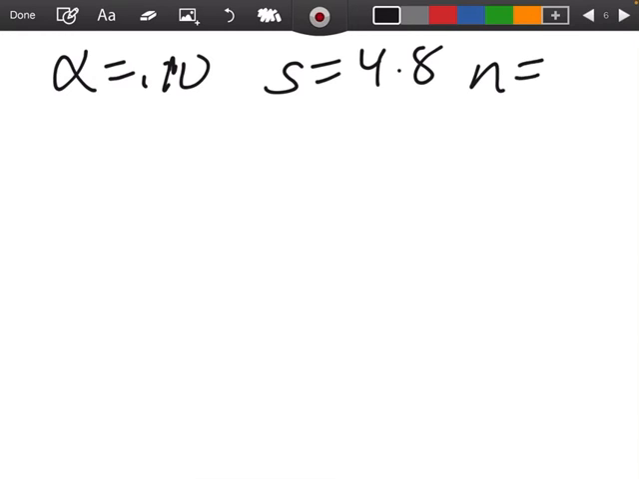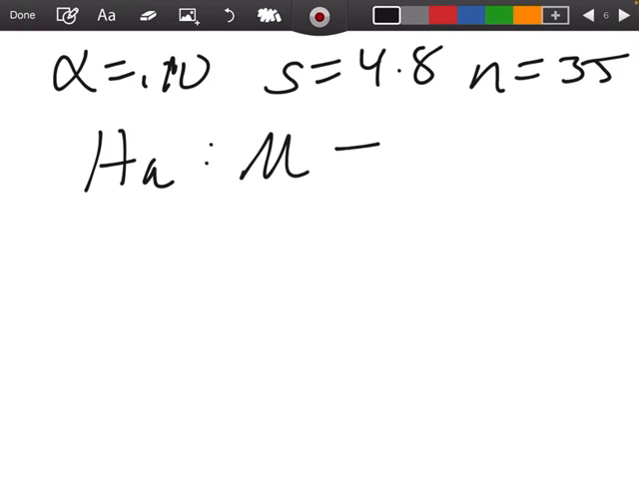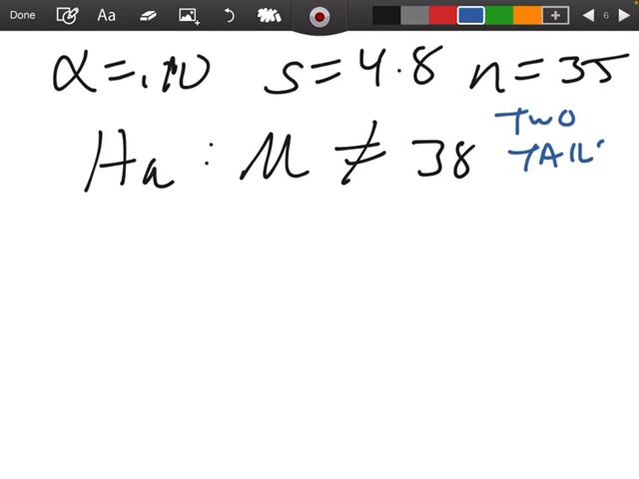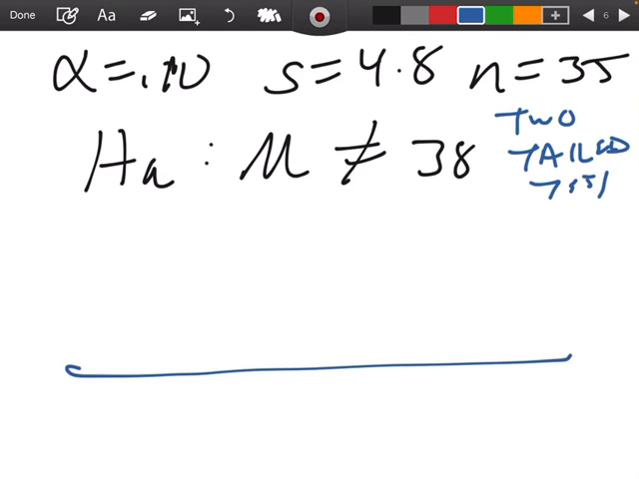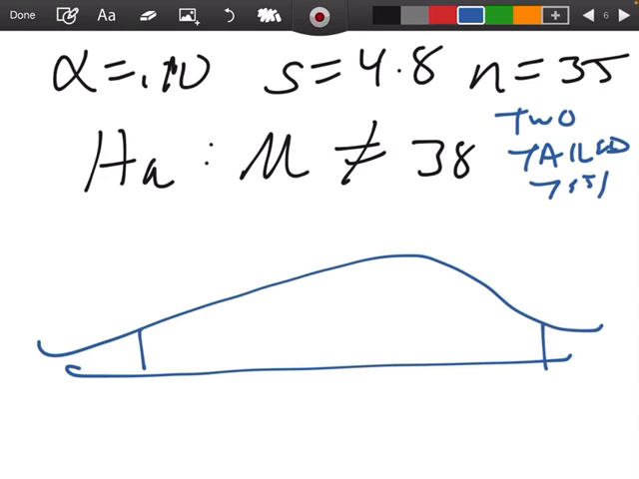One last case scenario. Alpha is still 0.10. My S is still 4.8. My N is still 35. Okay. And so now our HA is going to say that mu is not equal to 38. This is telling me that we now have a two-tailed test, right? So I'm going to come back over here and draw my picture just like we did before, okay?